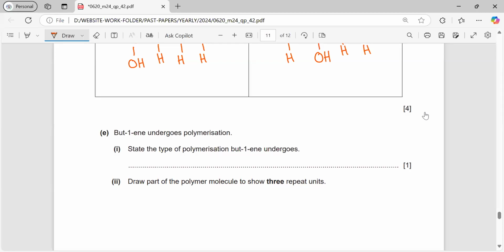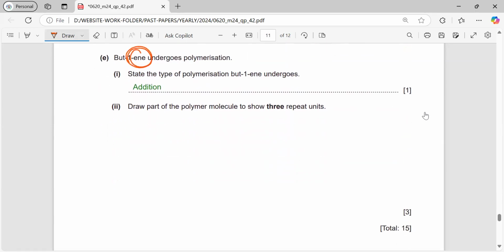But-1-ene undergoes polymerization. State the type of polymerization. That's addition, because in addition polymerization, the monomers are always alkenes. Draw the part of the polymer molecule to show 3 repeating units. Now, to form the polymer from but-1-ene, first we have to draw one butene, and we will see how the monomer looks.